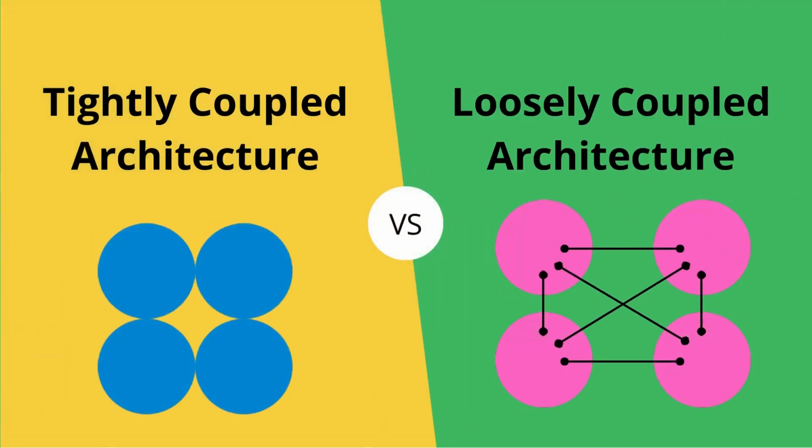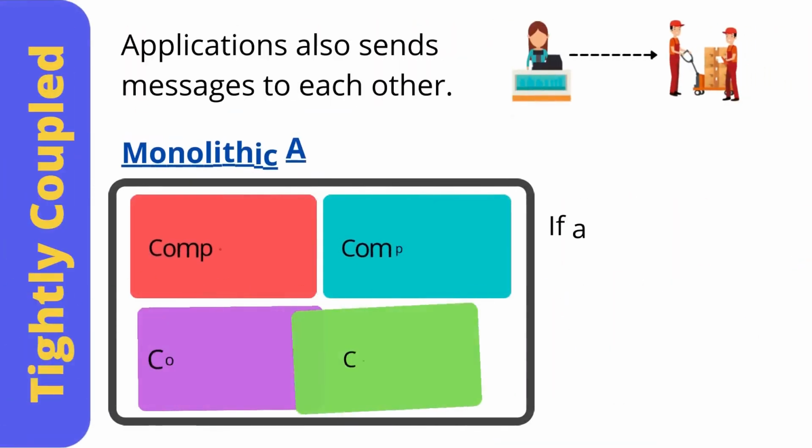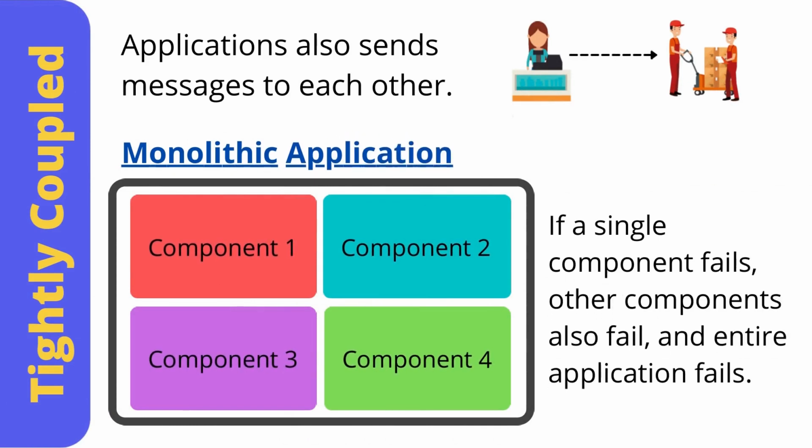Now, let's talk about tightly coupled architecture and loosely coupled architecture. The applications also send messages to each other in the similar way as the cashier sent orders to the delivery team that we have seen in our previous example. If applications communicate directly like the cashier and delivery team, it is called tightly coupled architecture.